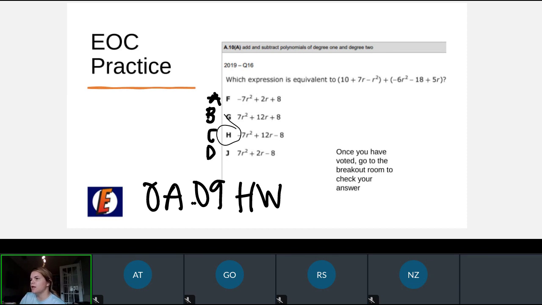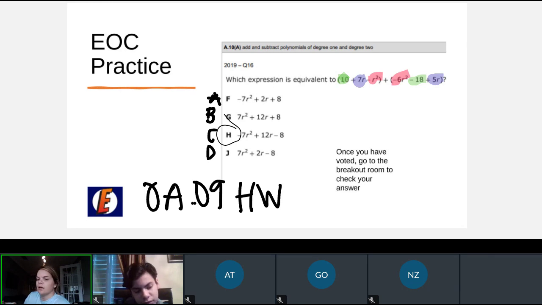All right, guys. So if you are just coming back in or you didn't get to this question, I'm going to color or highlight, use colors to highlight the like terms here. I'm going to move pretty quickly since we're almost out of time. 7r and 5r, and then negative r squared and negative 6r squared.